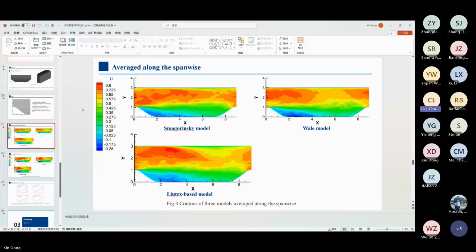That's my first comment. The second comment: I think Dr. Wang and his students used Liutex to construct the subgrid model or even the turbulence model. I know this workshop has some people who use Liutex for turbulence models. I think it is a good start.